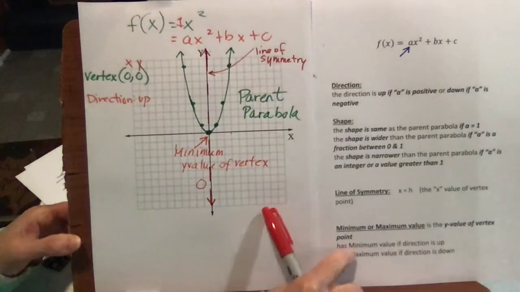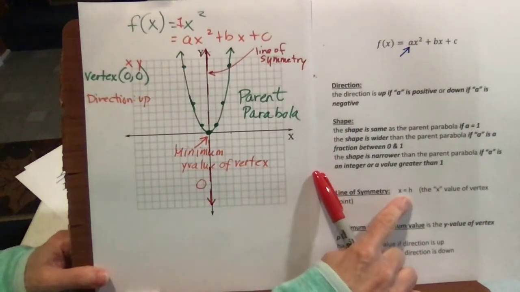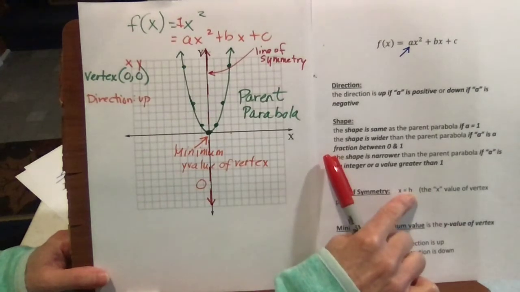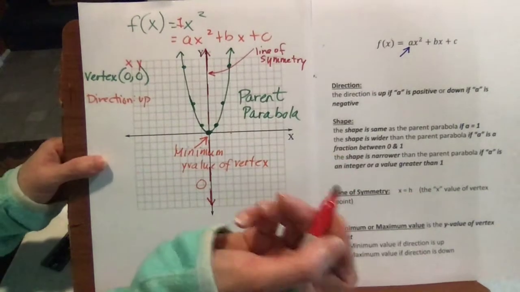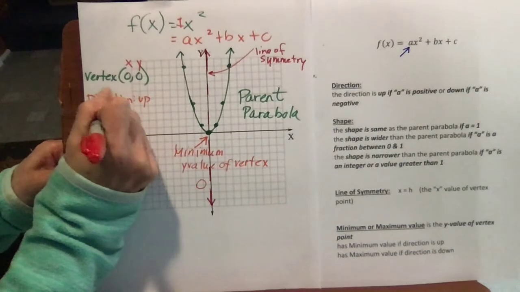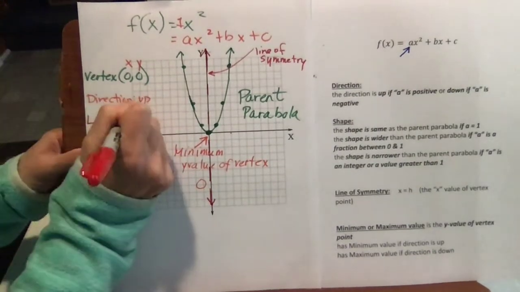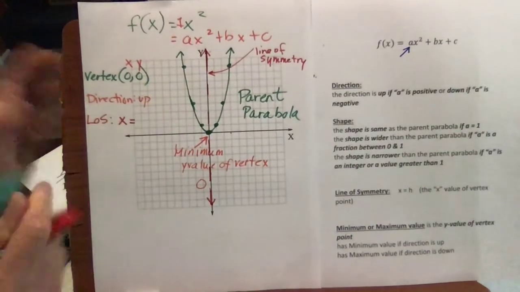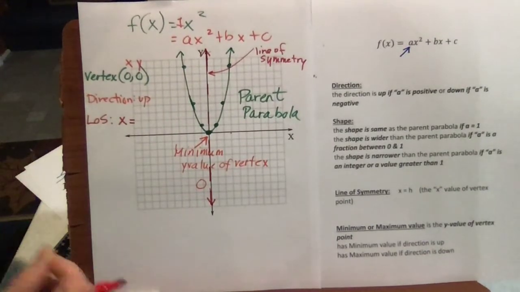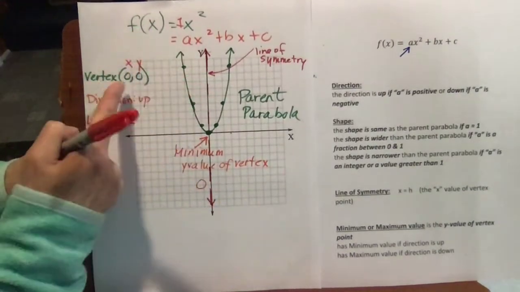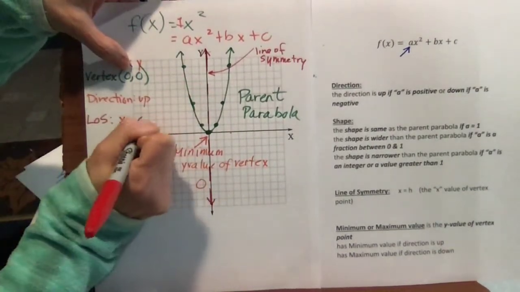And our line of symmetry is the x value of your vertex. We're going to come to what that means in a little bit in another lesson. But for us, our line of symmetry, and we abbreviate LOS, is always an equation. And it's x equals, because it's a line of symmetry, and lines are equations. And it's a vertical line.